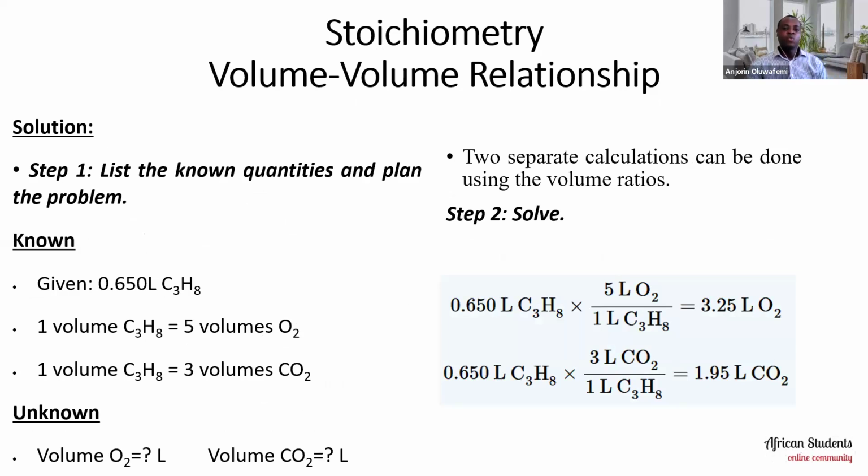Step 1, list the known quantities and plan the problem. So we are given 0.650 liter of propane, and 1 volume of C3H8 equals 5 volumes of O2 based on our equation. And 1 volume of C3H8 equals 3 volumes of CO2, also from the chemical equation that we have there. Now, we are stating the unknowns. We don't know the volume of oxygen, neither do we know the volume of CO2.